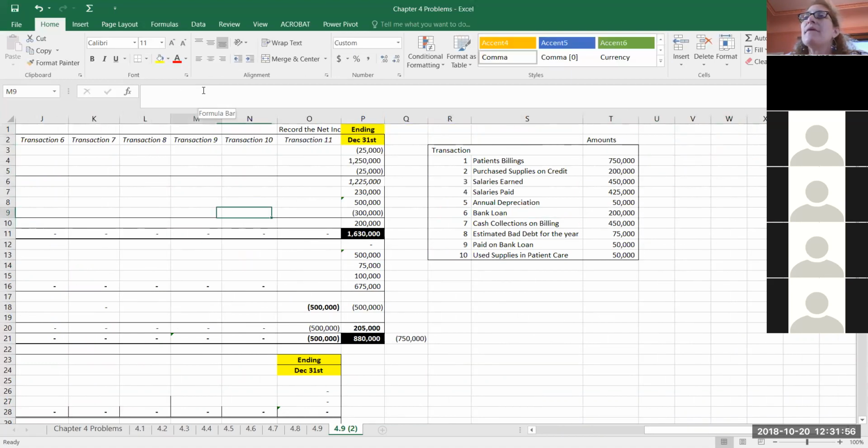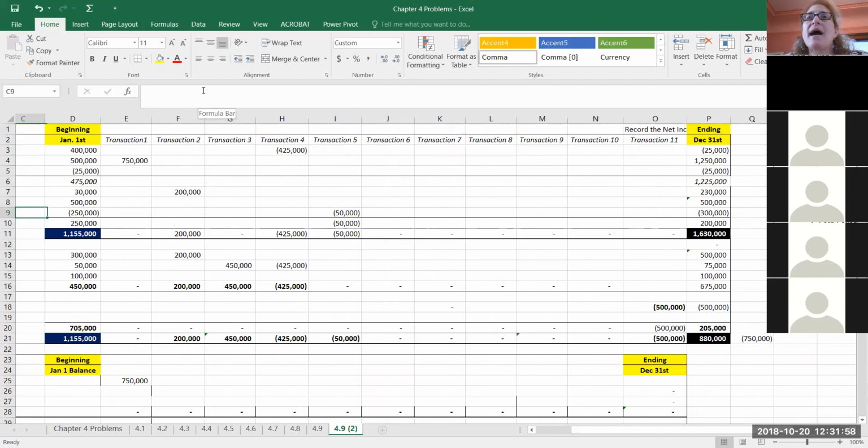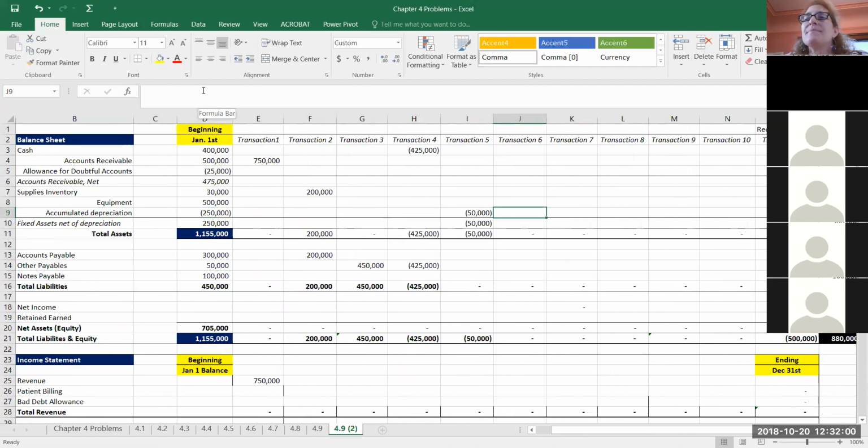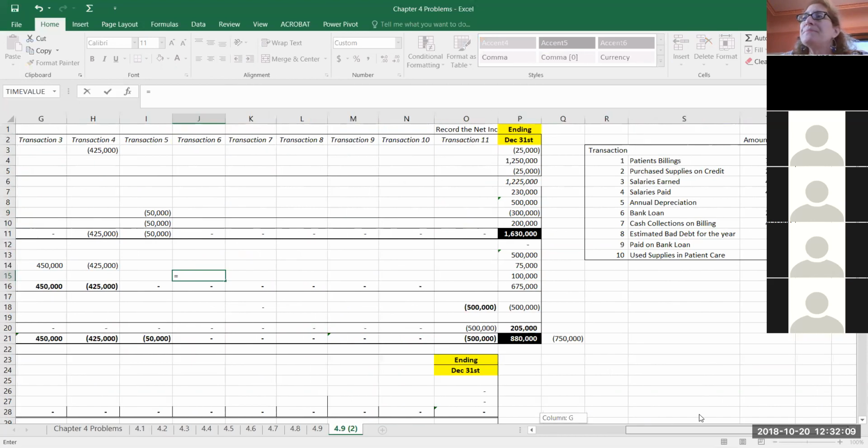Bank loan. Okay, so we go to the bank and we say we need some cash. Can you give us some cash? So the bank says, yep, we'll give you, what do we say, 200,000? So we go into our notes payable. Okay, we have 200,000 that we're going to put in notes payable.